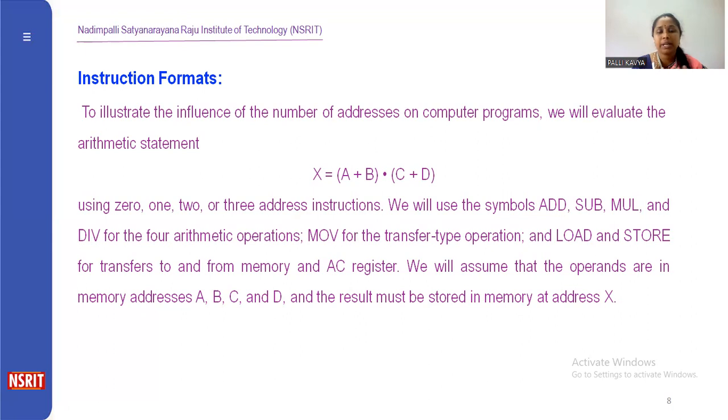And AC is nothing but the accumulator register. So we will assume that the operands are memory addresses. For example, here A, B, C, D are memory addresses which store some data, and the result must be stored in memory at the address X. So let us see them one by one.